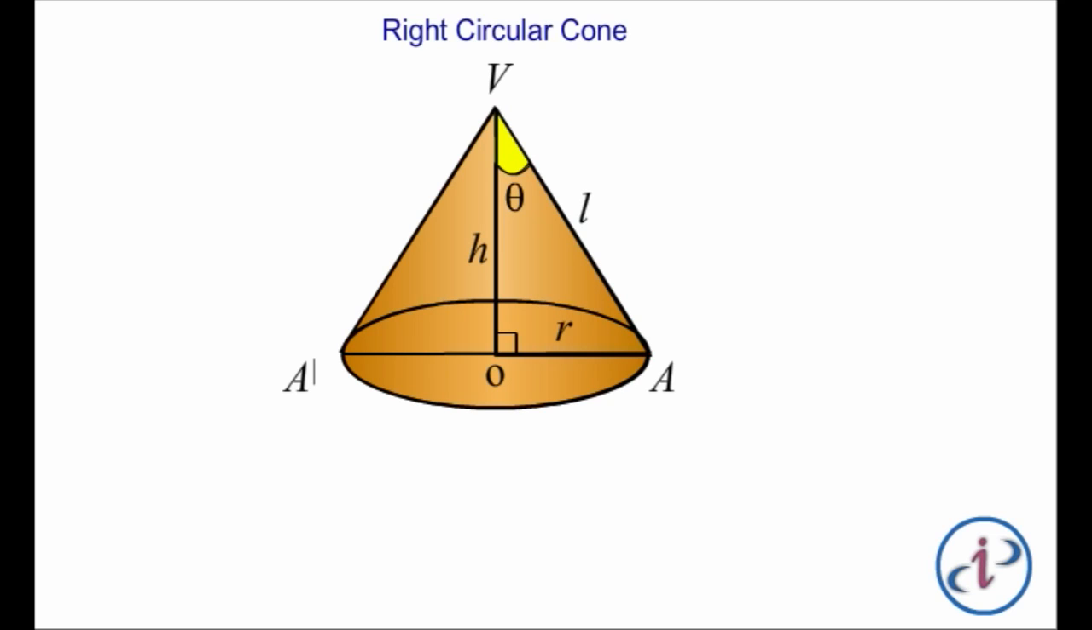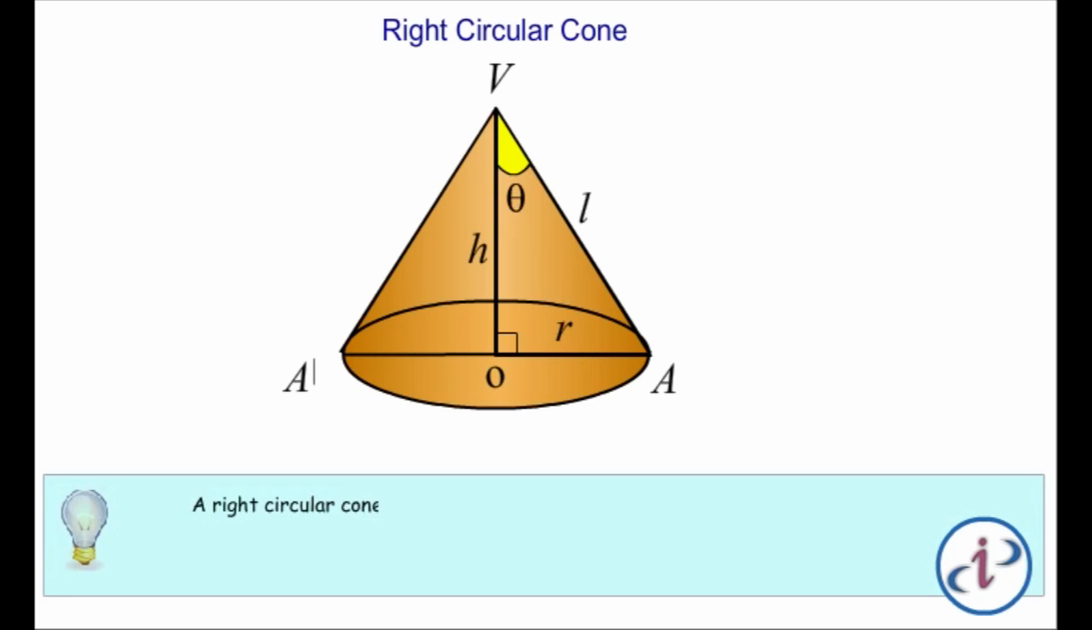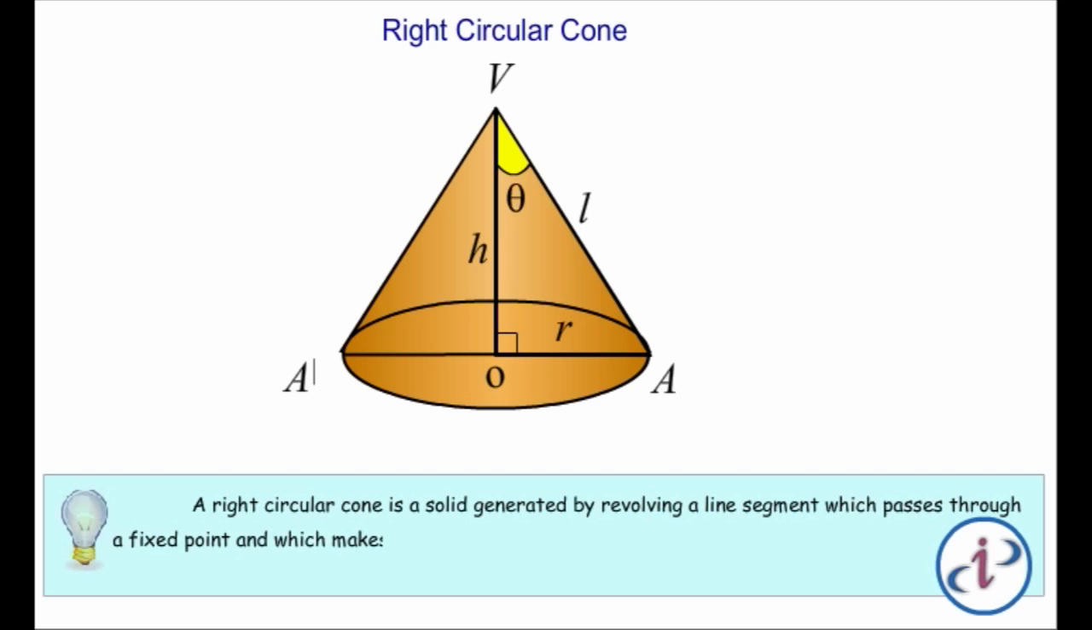If the segments VA and OA of the right triangle OAV revolve about VO, we get a hollow cone with closed circular base with center O and radius OA. If the plane lamina VOA revolves about VO, we obtain a solid cone. We can define a right circular cone as a solid generated by revolving a line segment which passes through a fixed point and which makes a constant angle with a fixed vertical line.